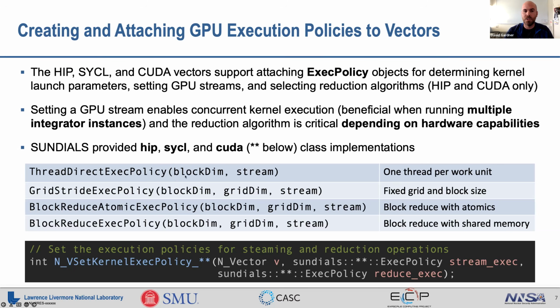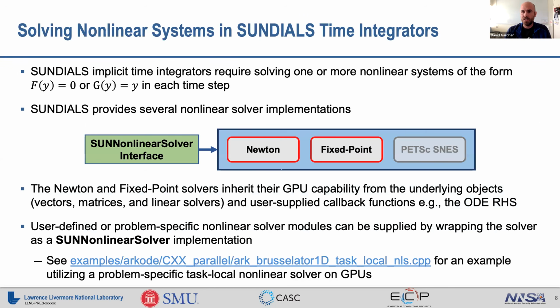And so once you create a vector, you can create an execution policy using one of these constructors, and then there's a set function for each of the HIP, CUDA, and SYCL vectors to attach those policies. Here you swap out the star for CUDA, HIP, or SYCL, whichever one you're using. So that covers the vectors.